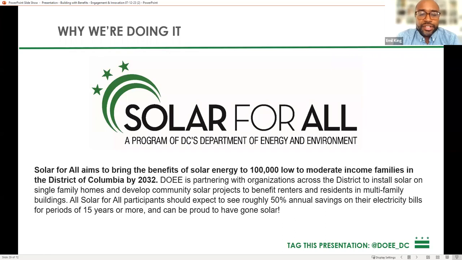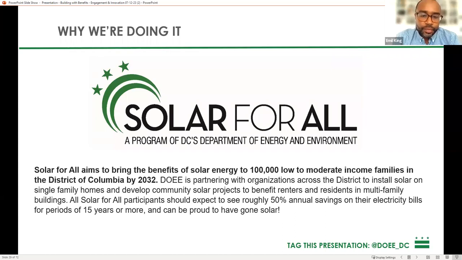The Department of Energy and Environment is partnering with a variety of organizations throughout the year and across the entire District of Columbia to install solar on both single family homes and to develop community solar projects that benefit renters and residents in multifamily buildings. So that was the genesis of this initiative, was to, again, expand the benefits of solar to an extremely large population of renters and residents of multifamily housing.